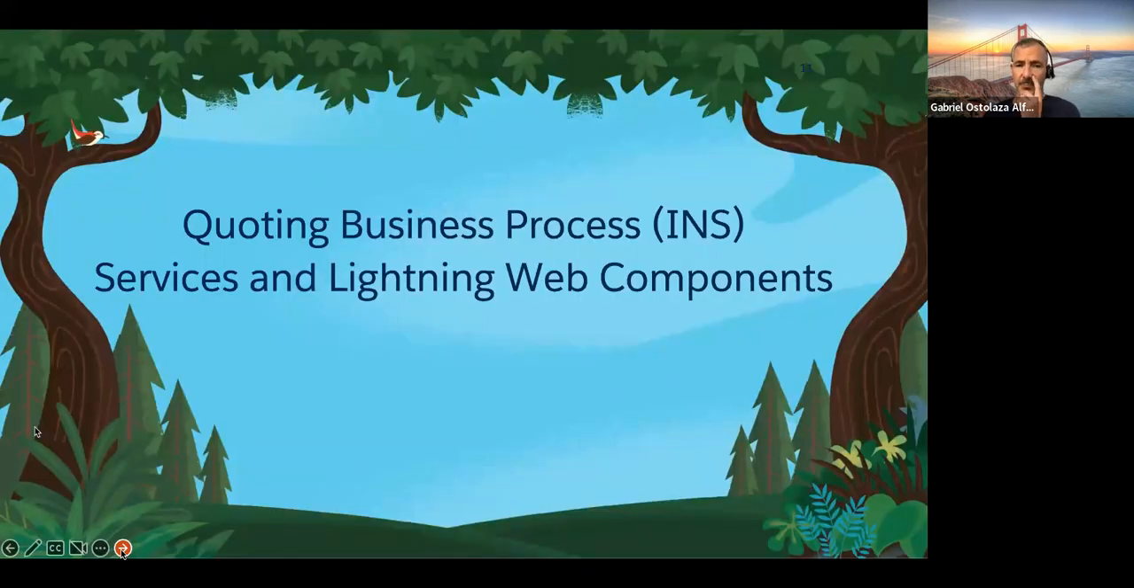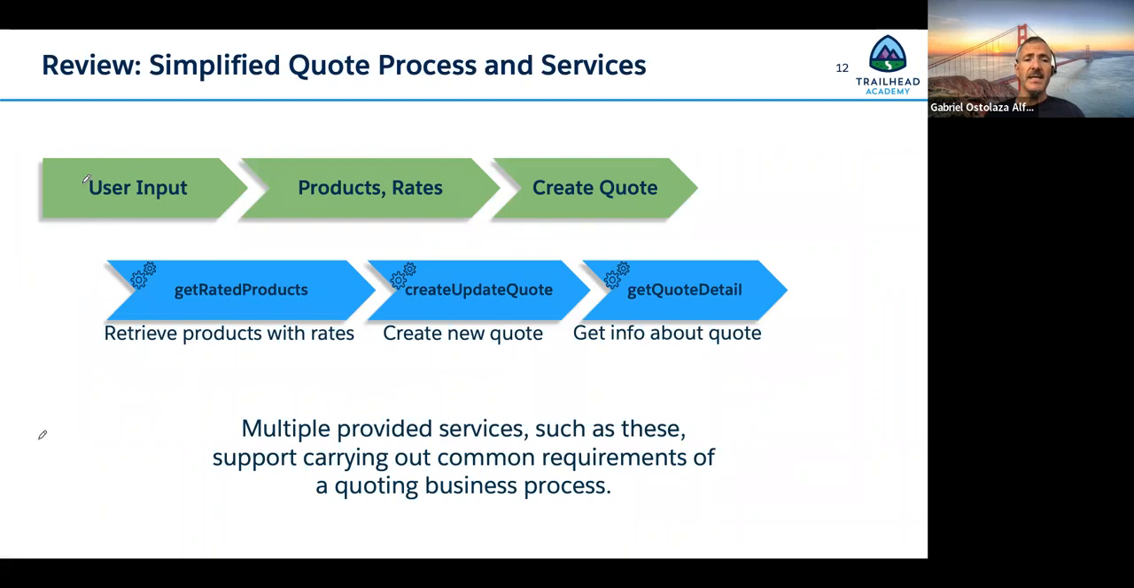So quoting business process, services, aligning web components. Let's start with the first part. In quoting business process, we have three different parts in your Omniscript. We have the user input, so you're going to create steps. On those steps, people are going to collect data or enter data. Then you're going to get the products and the prices of those products. In that case, a product is an insurance.